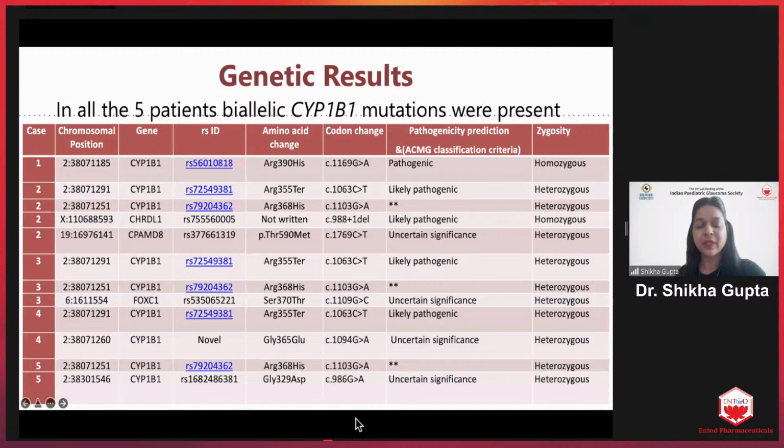On genetic testing, we could find that all the 5 patients had biallelic mutations in the CPAMD8 gene. So this was a homozygous mutation in the CPAMD8 gene in patient number 1, whereas all others had heterozygous mutations in different genes, leading to a biallelic variant. Patient number 2 also had mutations in the CPAMD8 gene and CHRDL1 gene, and patient number 3 had a heterozygous mutation in FOXC1, which was of uncertain significance.